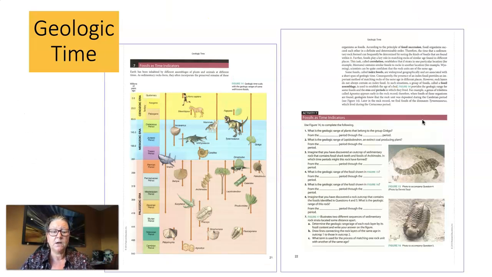So what are you going to do? You're going to answer these questions about fossils as time indicators. And so this first question says, what is the geologic range of plants that belong to the group ginkgo? And so you're going to look on your timeline, and here's ginkgo. I've got it circled, and it came on the scene in the Permian, and it's still around today.